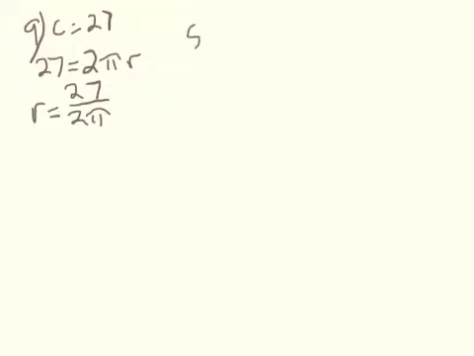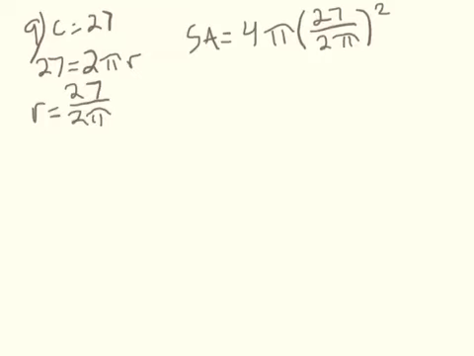So now we have to come over to the surface area, and we'll plug it in. Surface area is equal to 4 times pi times 27 over 2 pi, squared. So now that we have our problem set up, we need to work through it. So the surface area is equal to 4 pi.